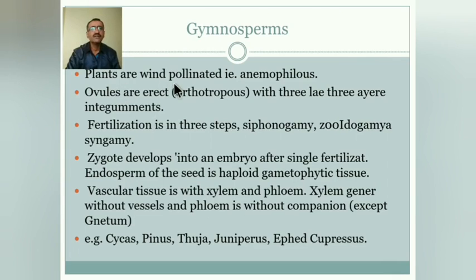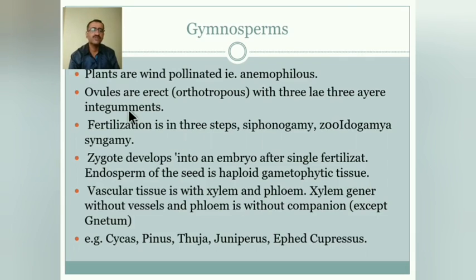Plants are wind pollinated, that is anemophilous. Pollination takes place with the help of wind, which is known as the anemophilous condition. The ovules are erect, which is known as the orthotropous condition. Erect ovule is there with a three-layer integument. Fertilization has three types: siphonogamy, zooidogamy, and syngamy. These three types of fertilization can take place in gymnospermic plants.